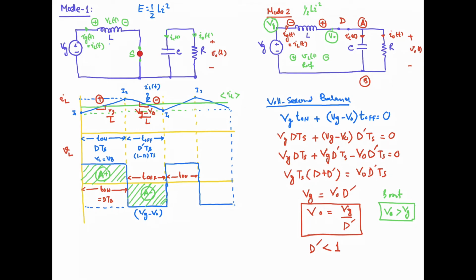In the first mode of operation, the supply current is purely the inductive current. In the second mode of operation, the supply current is the inductive current, and that current is further divided into two parts, capacitor current and the load current. So the supply is contributing towards the output, towards the load, in the second mode of operation.